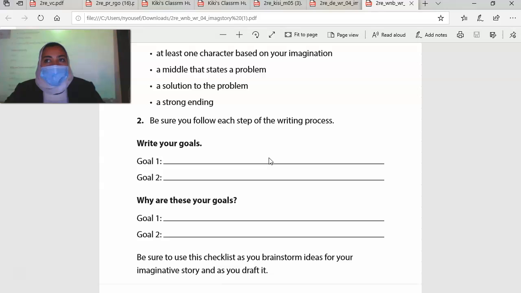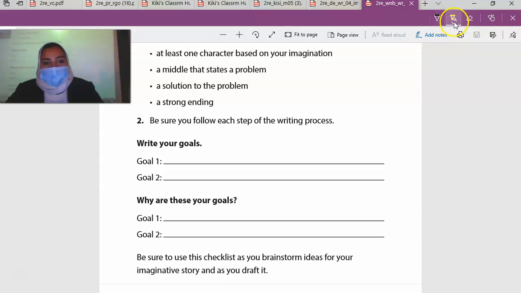Write it down. Write down what your 2 goals are. I want you to come up with 2 goals. Is it to make your punctuation better? What are your goals? Yes, write them down, please. What are your goals? Write 2 goals down. Go ahead and pause the video now.